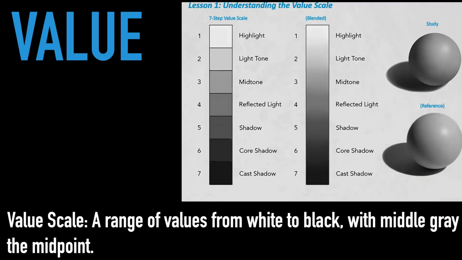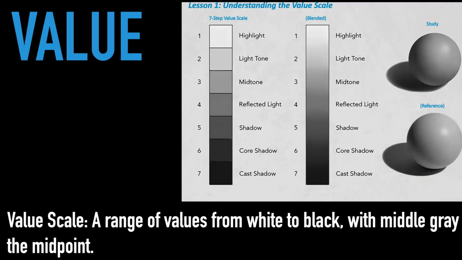So in order to create form, artists have to use value. This is how they create the illusion that something is three-dimensional instead of being flat. This is incredibly important in drawing class. So what you're always looking at is the light and the dark, not the lines necessarily, but you can create light and dark with lines.